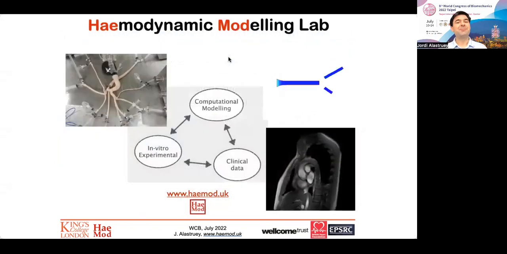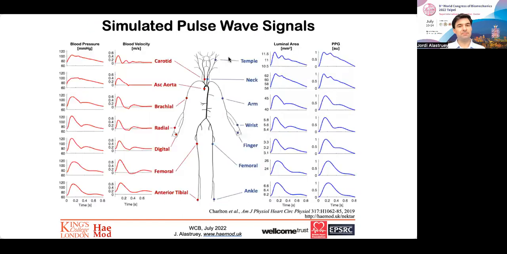I lead the hemodynamic modeling lab at King's College London, where we study blood flow in the cardiovascular system using clinical data and a combination of computational and experimental modeling. Our broad aim is to develop methods for the assessment of cardiovascular function based on the analysis of pulse wave signals, such as blood pressure and flow velocity.